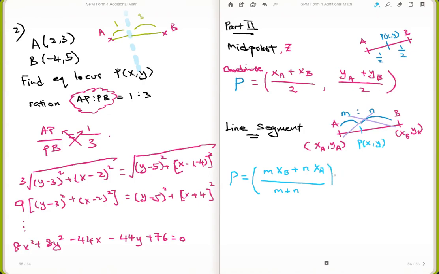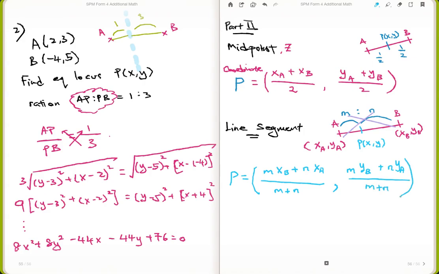Oh, sorry, I have not done yet. It's a coordinate. So the same goes with the y coordinate, comma. That will be M times YB plus N times YA. Oops, what am I doing? How can it be x? So these are the mistakes you will perform. M times YB plus N times YA over M plus N.